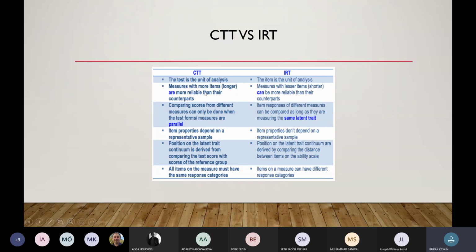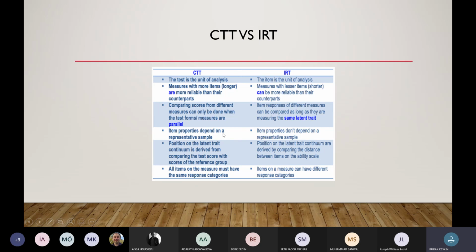So in classical testing, more items are more reliable, but in item response theory, shorter tests are enough to compare students and score their ability. In classical testing, comparing scores from different measures can only be done when the test forms are parallel. But in item response theory, different measures can be compared as long as they are measuring the same latent trait.